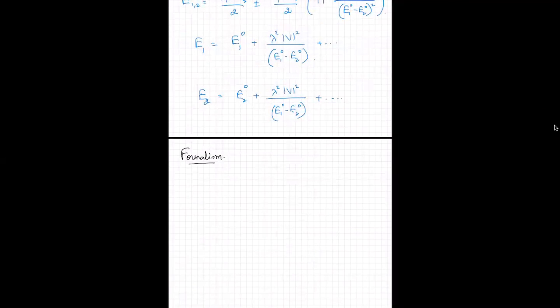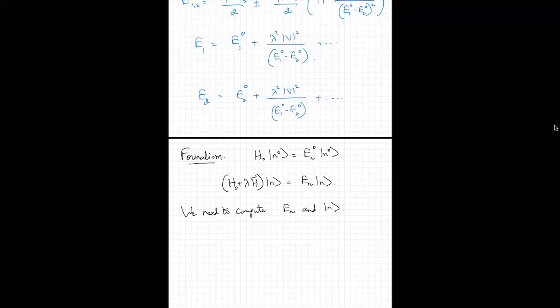The problem is that you know everything about the unperturbed Hamiltonian. You know that the |n,0> form a complete basis. You know exactly what the E_n^0 are, but you don't know anything about the perturbed Hamiltonian. You know that they also have to solve the time-independent Schrodinger equation. But we need to compute E_n and |n>. We don't know what they are.